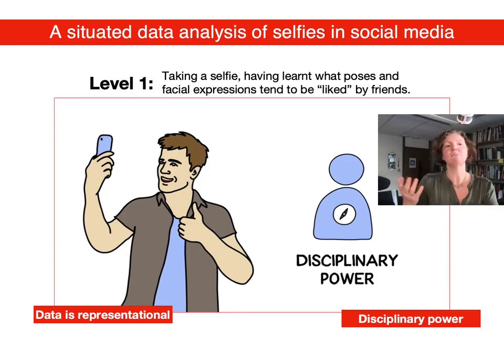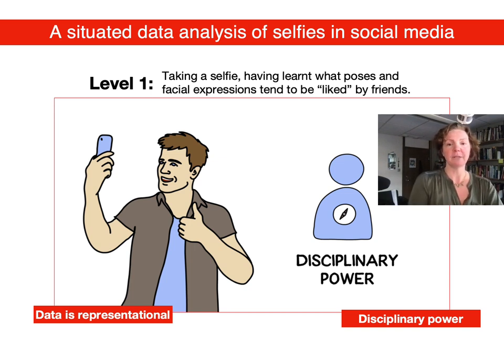So let me give you one more example very quickly, just to give you an idea of how situated data analysis could be applied to a different kind of platform. The example here is how selfies are shared on a social network site, like for instance, Facebook. Images are a kind of data. They're clearly analyzed and machine read by Facebook or whatever platform we were talking about. So a situated data analysis of selfies would look at how the image data is situated for different audiences and what the data sources actually are.